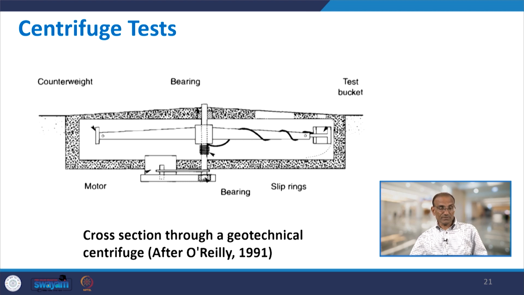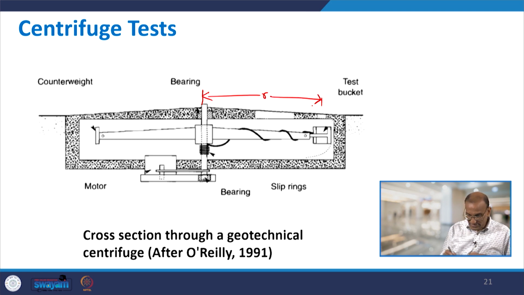Let us say a typical example of a centrifuge is shown in this figure. Let me explain the different components. This is the rotor of the centrifuge and it rotates like this at a high speed. As you increase its speed, the gravitational field generated inside the chamber increases. The radius is from the center point to the center of this. So, this is r, the lever arm. On one side you use a bucket, and inside this bucket you put your soil sample, which you want to test at a higher value of g.